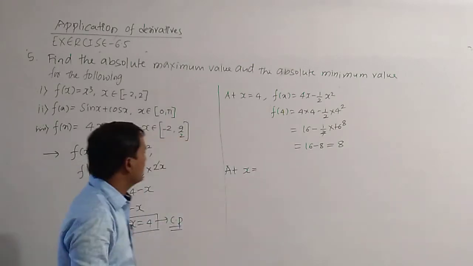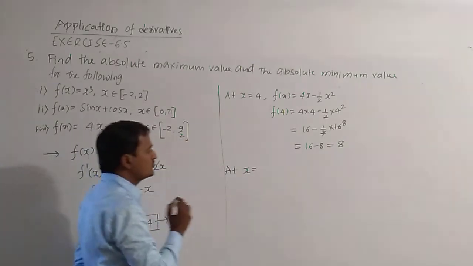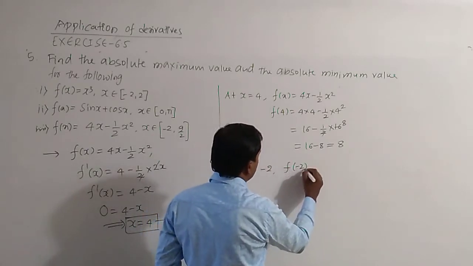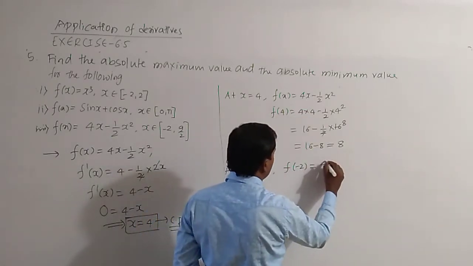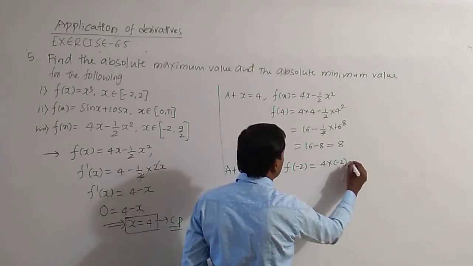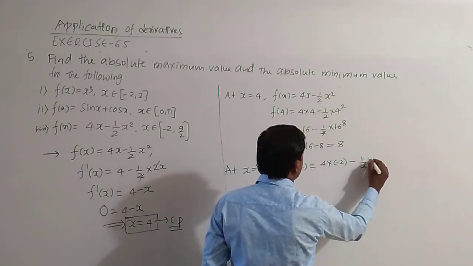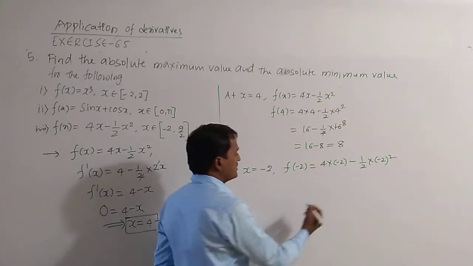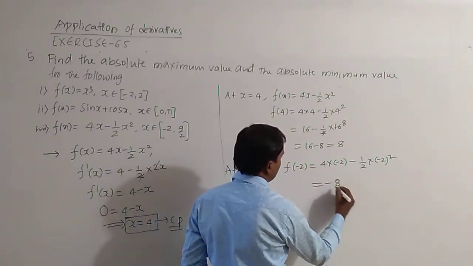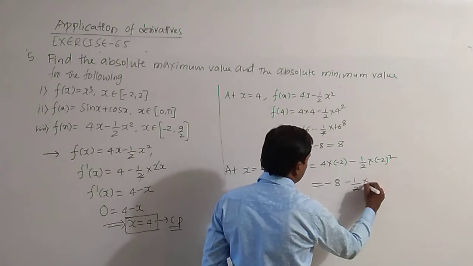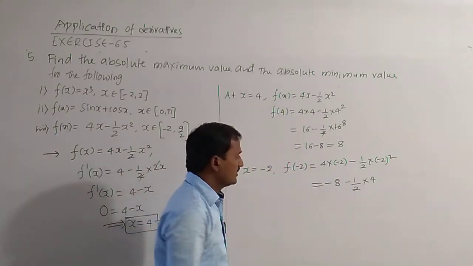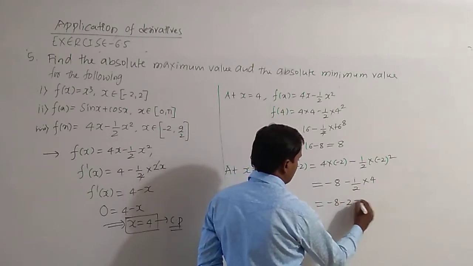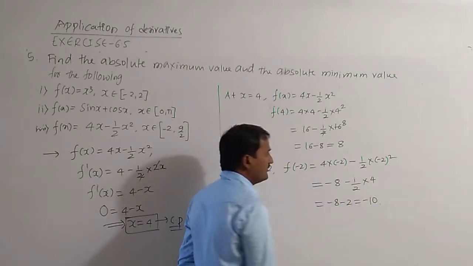Now we will take x equal to how much? So here I will take x equal to -2. Therefore at x equal to -2, f of -2 is equal to 4 into -2 minus 1 by 2 into (-2) whole square. Okay, so simplify this one. So clearly here we are getting -8 minus 1 by 2 into 4, right? So here 2 1s are 2, 2 2s are 4, so clearly -8 minus 2 means -10.